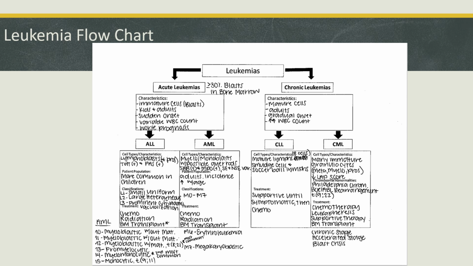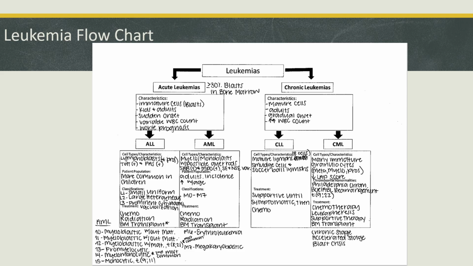And then we have myeloblastic with maturation. In this case, and this is M2, we're going to see a cytogenetic mutation, a translocation actually on 8 and 21. And then this is also, just to take note, the most common type of AML.